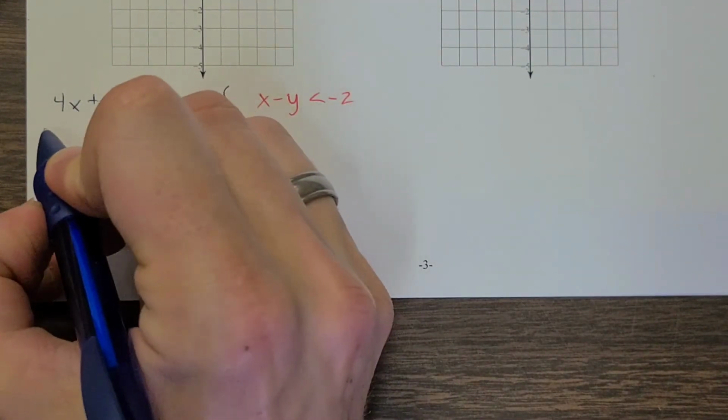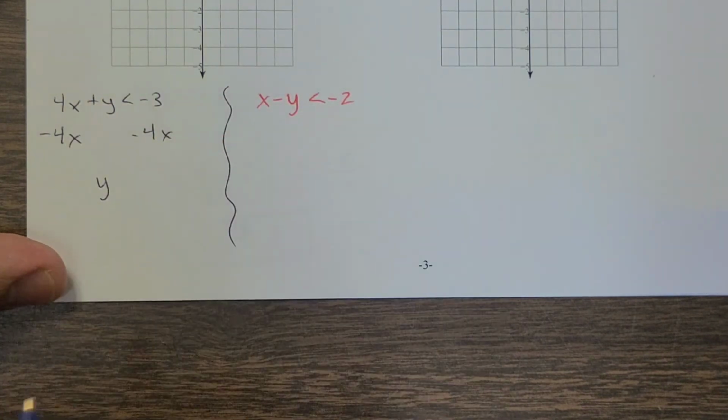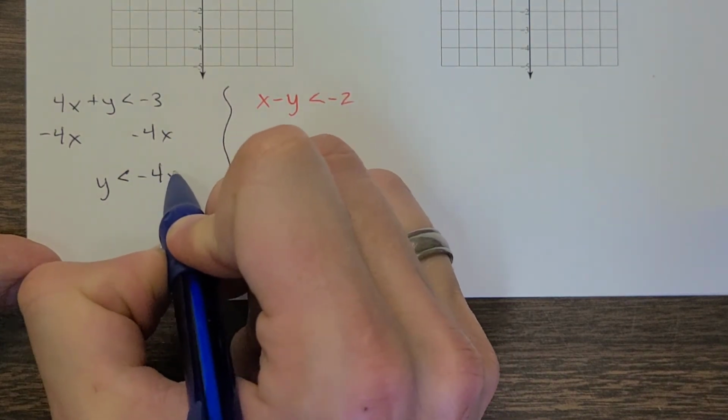This one's nice and easy, one step. If I subtract 4x from both sides, I have not multiplied or divided by a negative this time, so I don't change the sign. Woo!